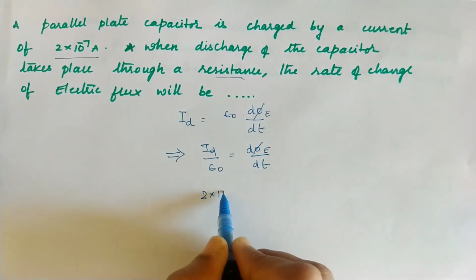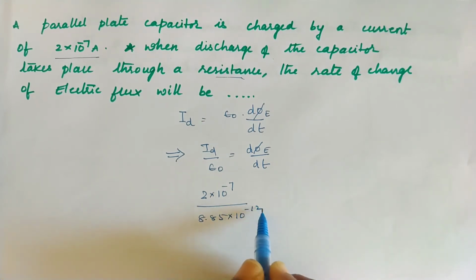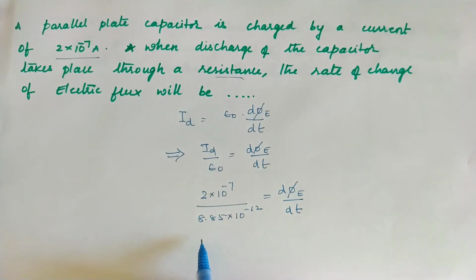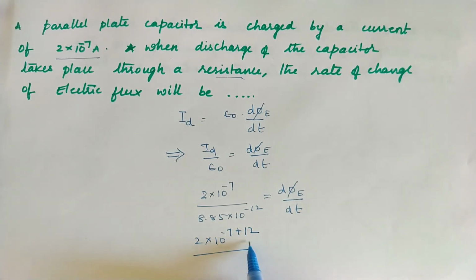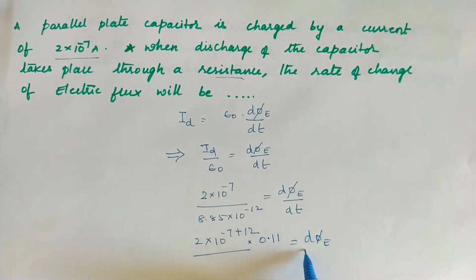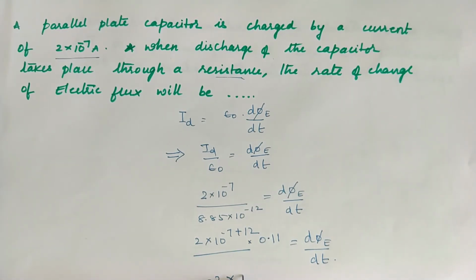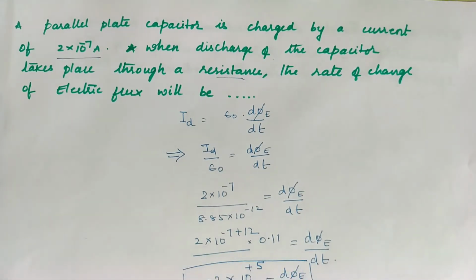So calculate the rate of change of flux. Displacement current is 2 into 10 to the power minus 7 by 8.85 into 10 to the power minus 12, which will be the rate of change of electric flux. Or you can write it as 2 into 10 power minus 7 plus 12 by 8.85, which is nothing but 0.11, which is d phi e divided by dt. 0.11 into 2, I will write it as 0.22 into 10 to the power plus 5 is the rate of change of electric flux. So this gives you the rate of change of electric flux.